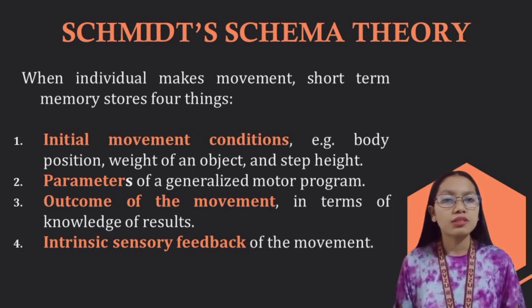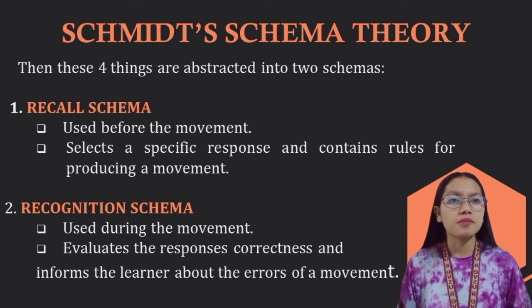Number 3, outcome of the movement in terms of knowledge of results: the comparison of the actual and intended outcome. Number 4, intrinsic sensory feedback of the movement. Sensory consequences or feedback of the movement are examples of how it felt, looked, or sounded. Then these four things are abstracted into two schemas, the recall schema and the recognition schema.